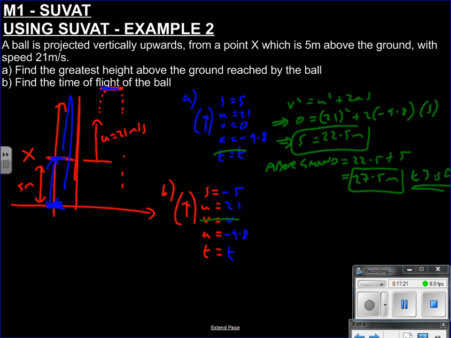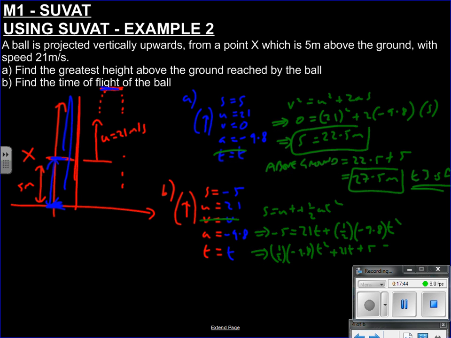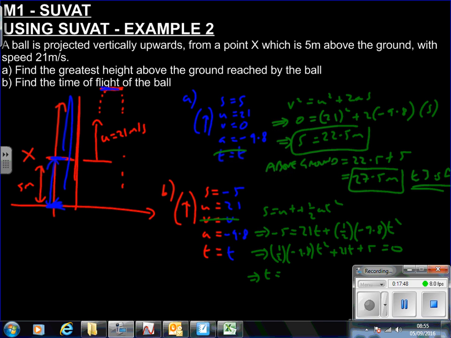So we get rid of V. s equals ut plus half at squared. So therefore, minus 5 equals 21t plus a half times minus 9.8 t squared. Again, if you move it all over, half times minus 9.8 t squared plus 21t plus 5 equals 0. You can solve this using your calculator, and you get 4.51 and minus 0.226, etc., which you'd expect.